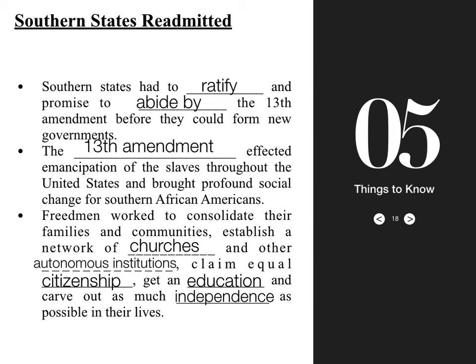Freedmen worked to consolidate their families and communities, established a network of churches and other autonomous institutions, or institutions that operated independently. They claimed equal citizenship. They got an education and carved out as much independence as possible in their lives. So the African Americans were really on the move during this moment in history with reclaiming their lives and becoming American citizens.